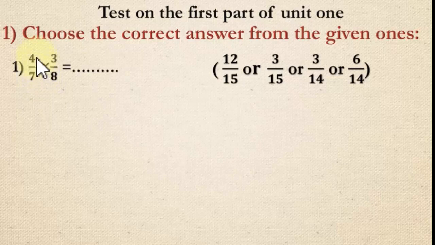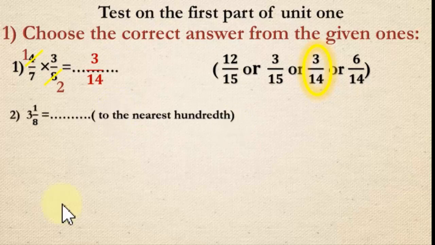We can multiply the numerators, then multiply the denominators, or we can simplify by dividing by 4. 4 divided by 4 equals 1. 8 divided by 4 equals 2. So 1 times 3 equals 3. 7 times 2 equals 14. So the product is 3/14. This product is in the simplest form.